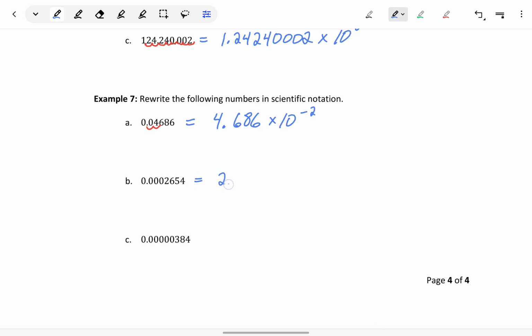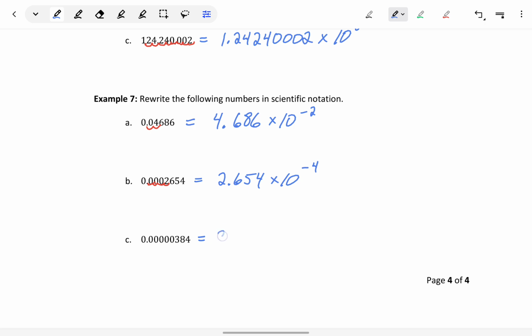Similarly, in part B, we would have 2.654 times 10 to the 1, 2, 3, 4, 5, 6. Oh, I went too far. 1, 2, 3, 4 places is how far that decimal moved. So this would be times 10 to the negative 4th.